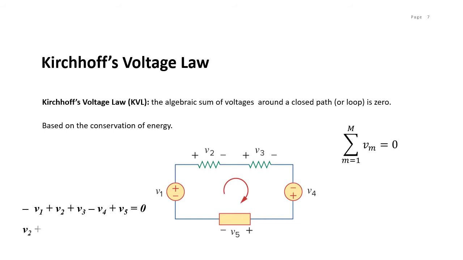Thus, KVL yields minus V1 plus V2 plus V3 minus V4 plus V5 equals 0. We can rearrange the terms, which gives V2 plus V3 plus V5 equals V1 plus V4. This can be interpreted as sum of voltage drops equals sum of voltage rises. So this is an alternative form of KVL. Notice that if we had traveled counterclockwise, the result would have been plus V1 minus V5 plus V4 minus V3 and minus V2, which is the same as before except that the signs are reversed. Hence, the previous two equations remain the same.